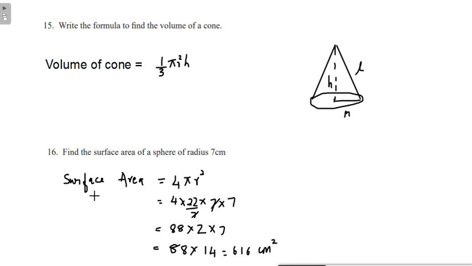Okay, always square. Surface area means it should be in square units. Volume means it should be in cubic units. Reason is here you have only r square. So it will be centimeter into centimeter. See, in case of volume, here you have r square and here you have height also. So in case of volume, it will be cubic units. In case of surface area, it will be square centimeter.